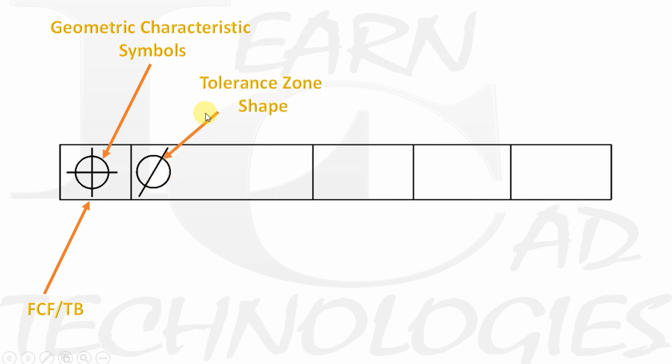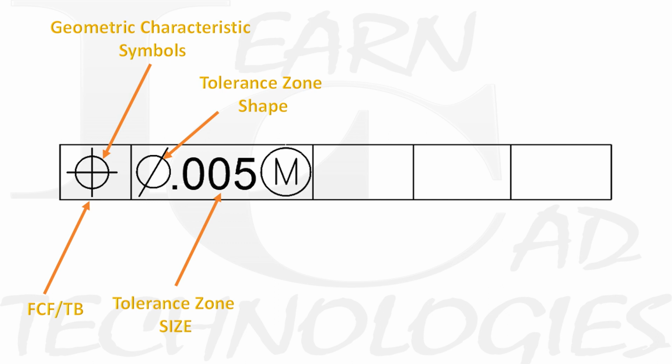Another one is the tolerancing value. This is also a mandatory one. Every time we mention this box, we mention the tolerancing value. It is called the tolerance zone size. Another is the material condition. This is the optional one. If the part feature needs a material condition, we mention it here. Then the other three boxes are basically mentioning the datums based on the XYZ axes.